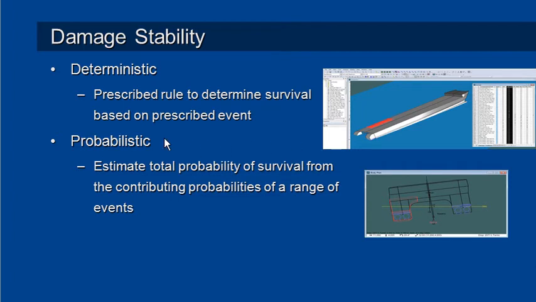The probabilistic approach is a bit different. What we do there is we estimate a total probability of survival from the contributing probabilities of a whole range of damage events. So we basically look at a whole range of damage conditions, estimate the probability of each one, and then combine them all together to get a total probability of survival.